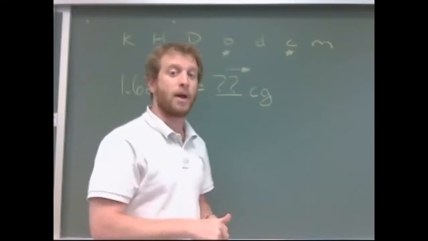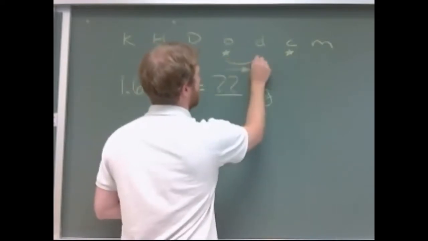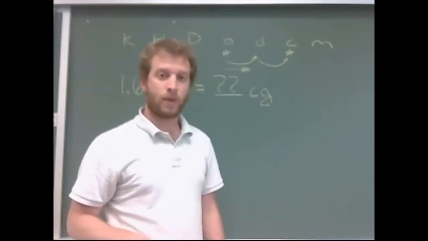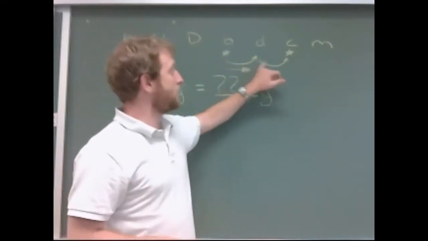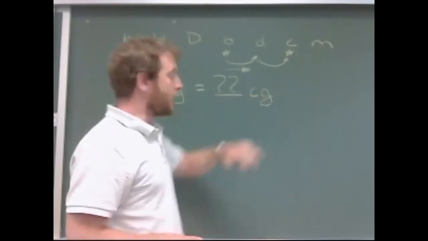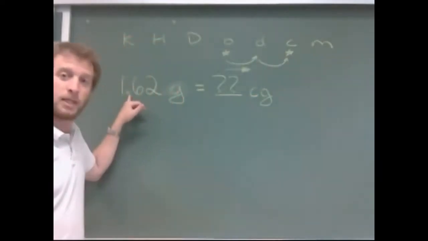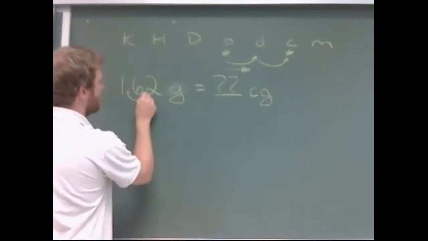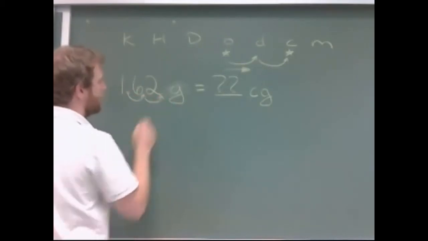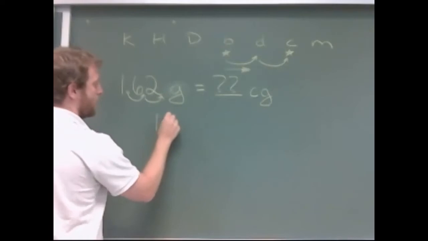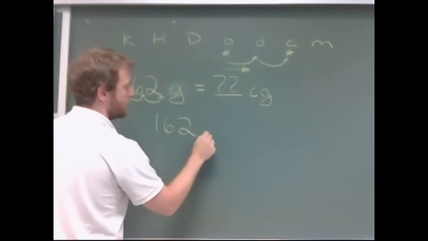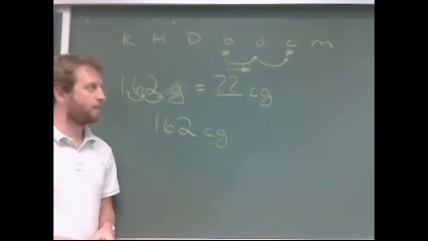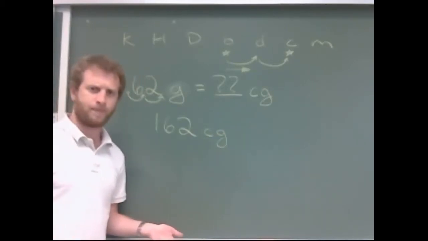Next, I figure out how many spaces to the right. So I'm going to count. 1, 2 spaces. Okay? So I move 2 spaces to the right up here. Next thing I'm going to do is move my decimal place 2 spaces to the right. So I go 1, 2. So my new answer should be 162 centigrams. Make sense?